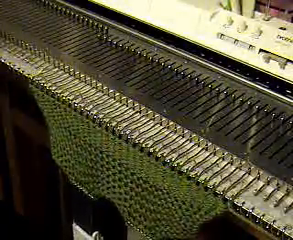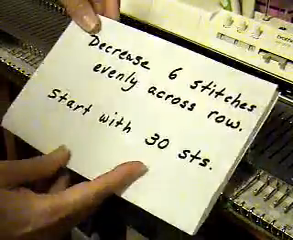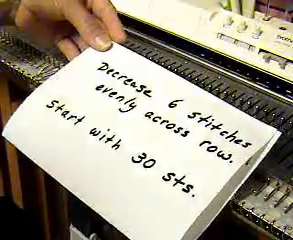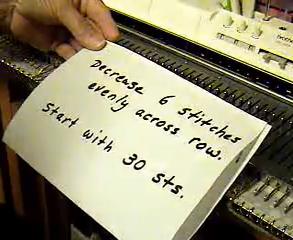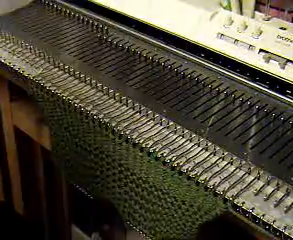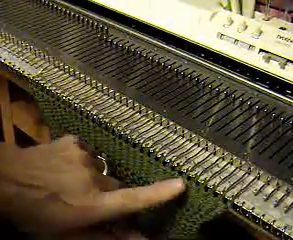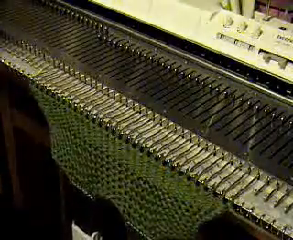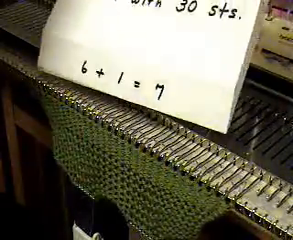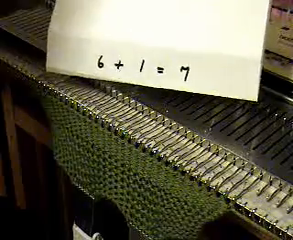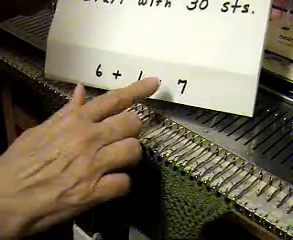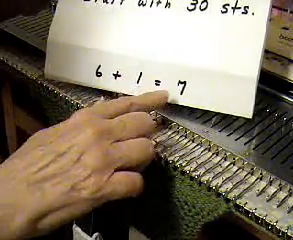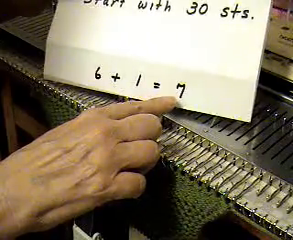Now, very often when we're knitting, we'll get an instruction like this, which says, decrease 6 stitches evenly across the row. And I've got 30 stitches now, so my question is, where do those 6 decreases go? Now, the first step to figuring out how the math works with that is to add 1 to the number of decreases that I need to make. So I need to make 6 decreases, add 1. I need 7 groups of stitches.